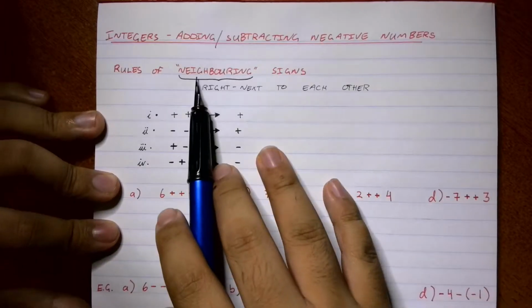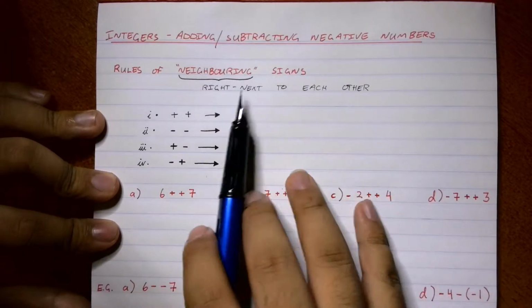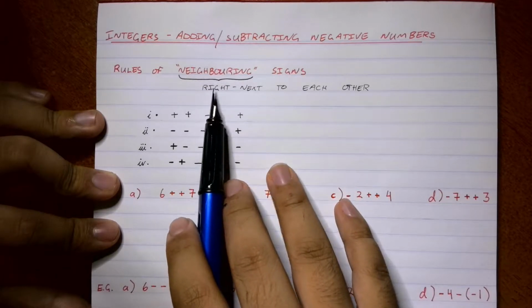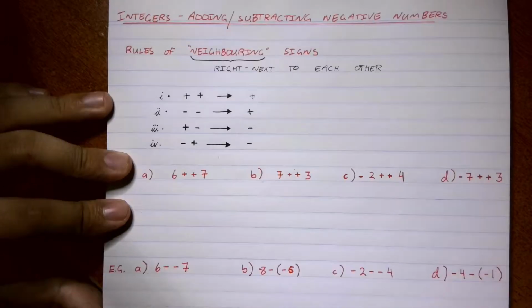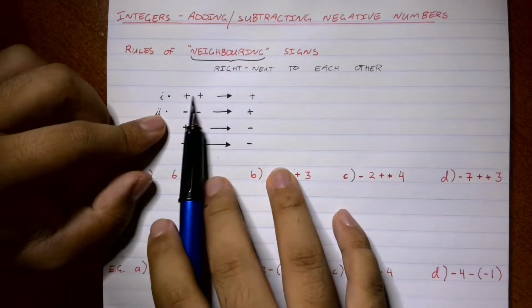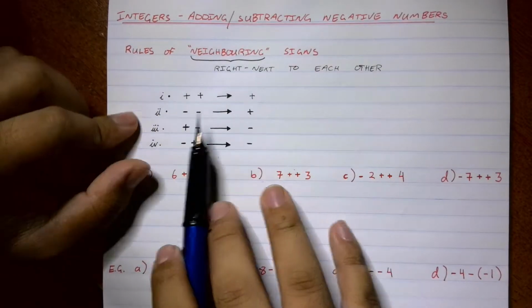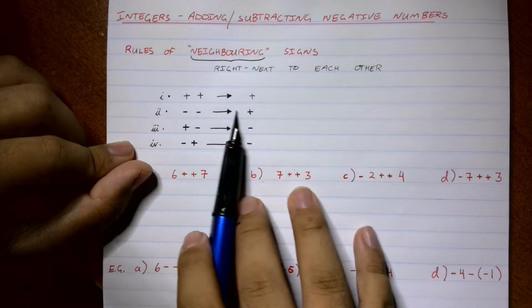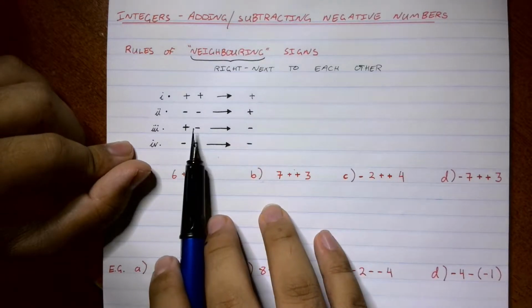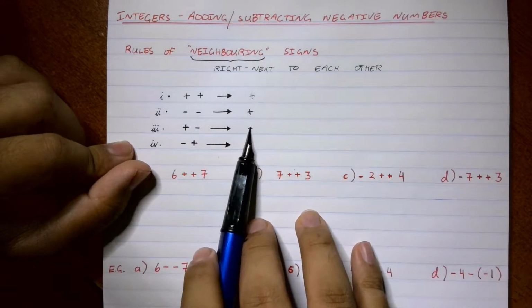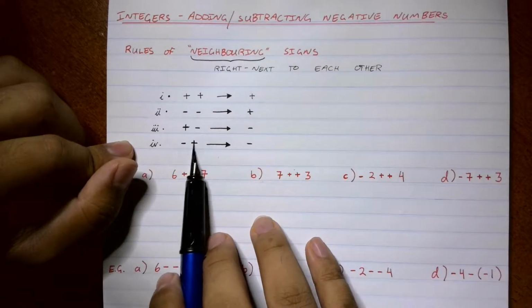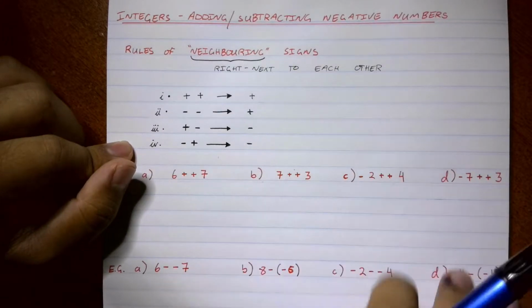By the way, when I say neighboring signs, it means signs that are right next to each other. So if ever you see a plus and a plus, right next to each other, you change it into a plus. Minus minus becomes a plus. Plus and a minus becomes a negative or a minus. And a minus plus becomes a minus.